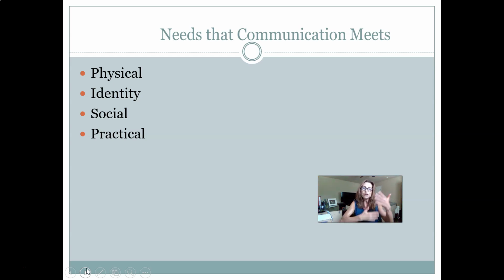So these interchange and overlap. Sometimes you can be really close to someone and just communicate with them for a practical reason. And we're going to talk more about that later in this lecture. So these are the different needs that communication meets.